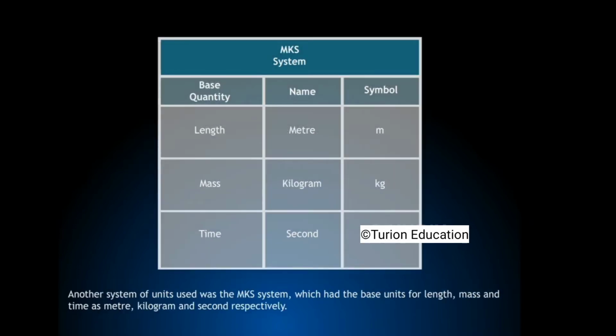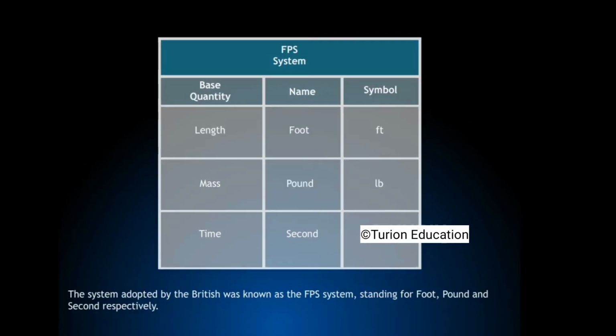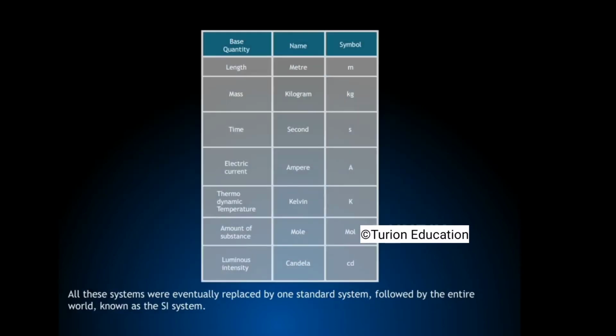Another system of units used was the MKS system, which had the base units for length, mass and time as meter, kilogram and second respectively. The system adopted by the British was known as the FPS system, standing for foot, pound and second respectively. All these systems were eventually replaced by one standard system, followed by the entire world, known as the SI system.